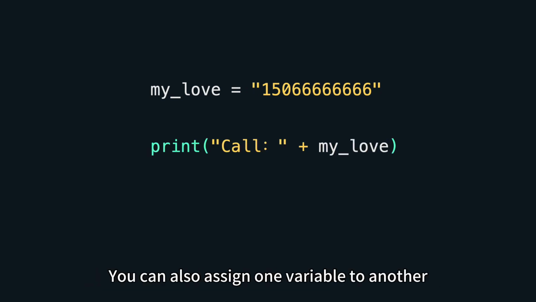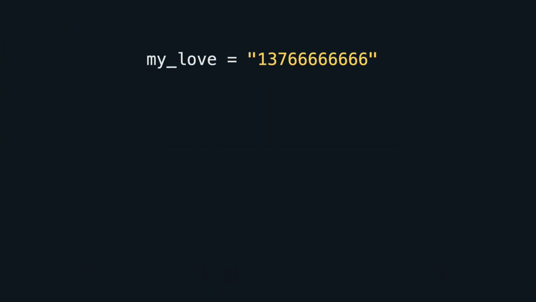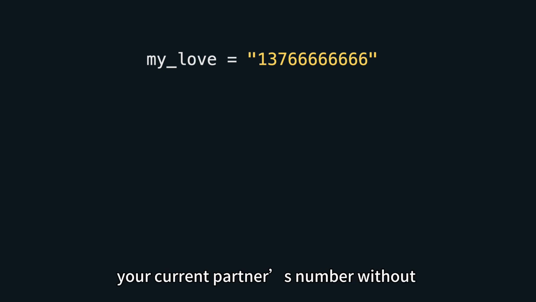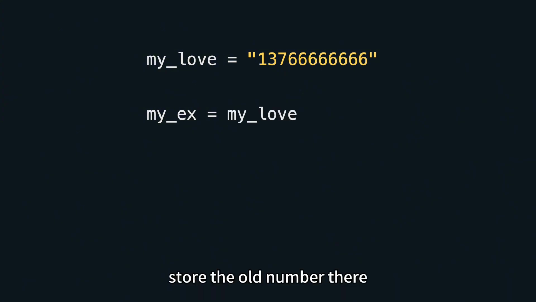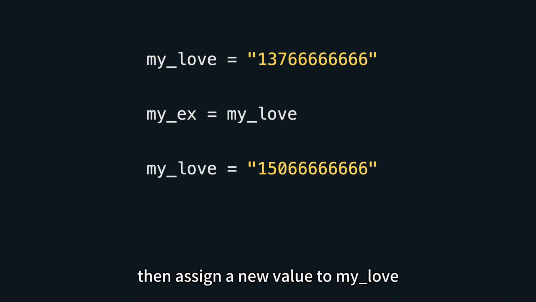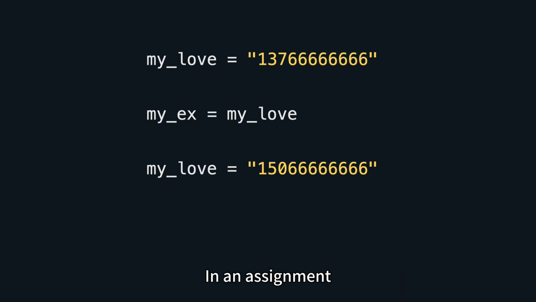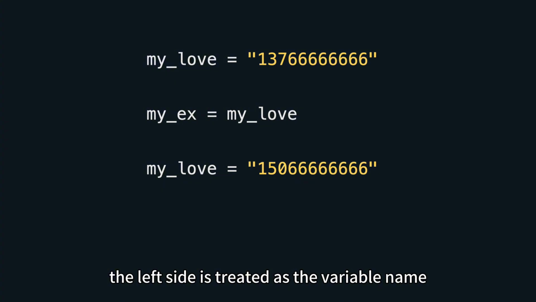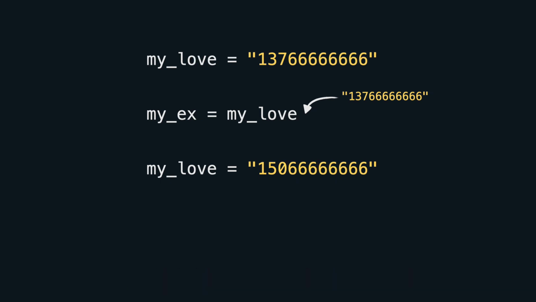You can also assign one variable to another. For example, if MyLove currently stores your ex's phone number, but you want to switch it to your current partner's number without losing the old one, what do you do? You create another variable. Say my_ex stores the old number there, then assign a new value to MyLove. On the second line, you use the value of MyLove to assign it directly to my_ex. In an assignment, the left side is treated as the variable name, while the right side is evaluated first, producing the number starting with 137, which then gets stored into my_ex. Finally, you assign a new value to MyLove, and now you've saved both your ex's and your current partner's numbers.